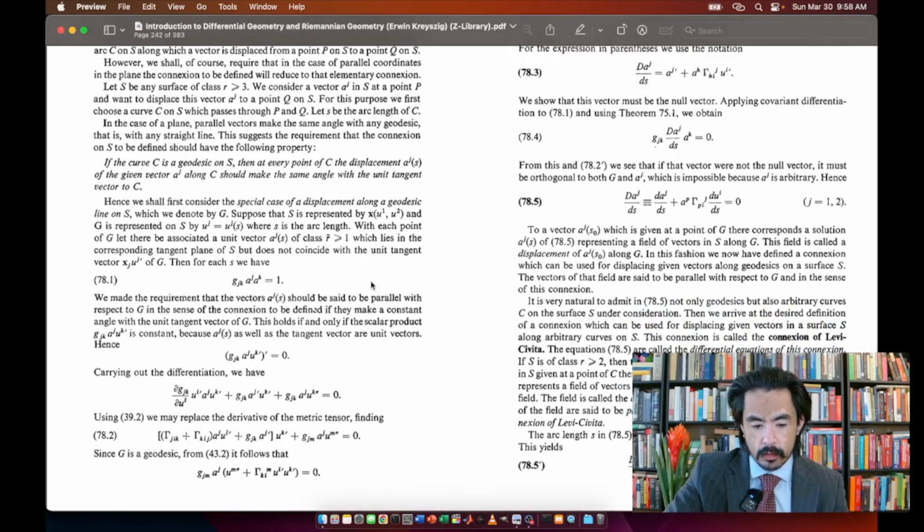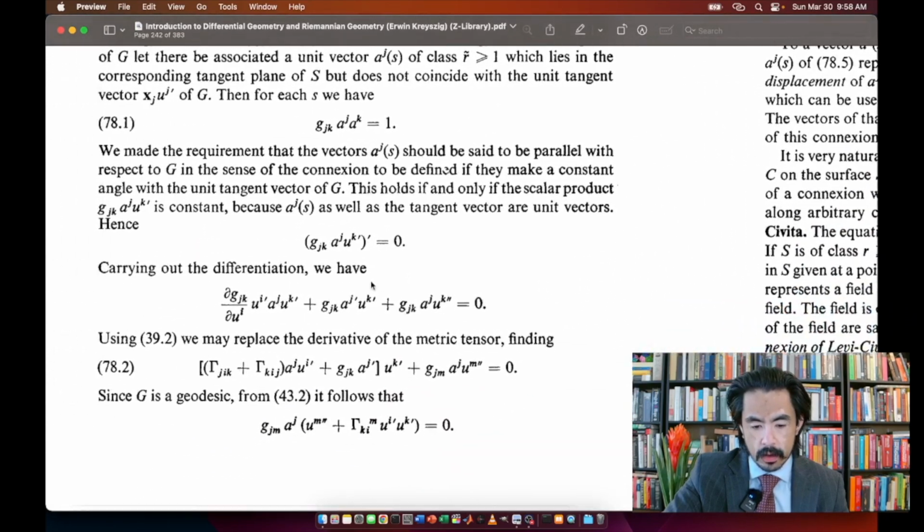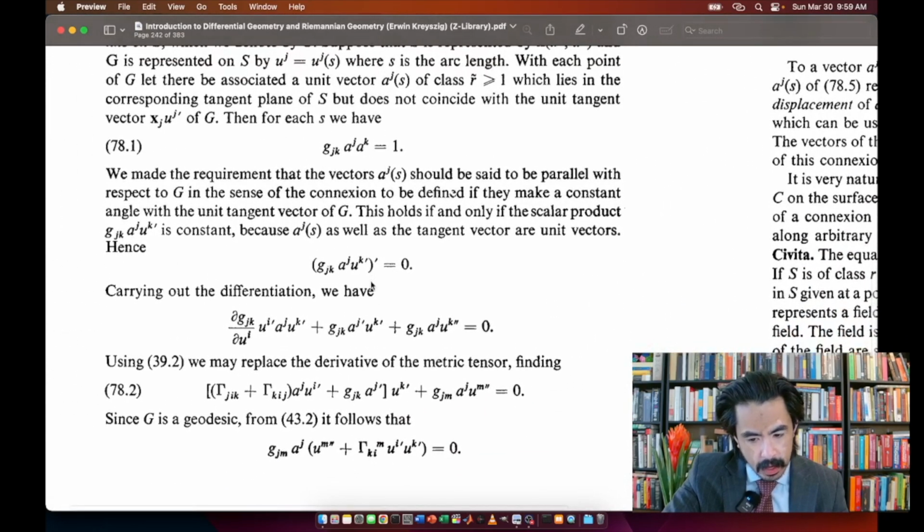So it follows from that we have lowercase g sub jm times a superscript j times the quantity u superscript m double prime plus Christoffel sub ki superscript m times u superscript i prime times u superscript k prime, closed quantity, is equal to 0.